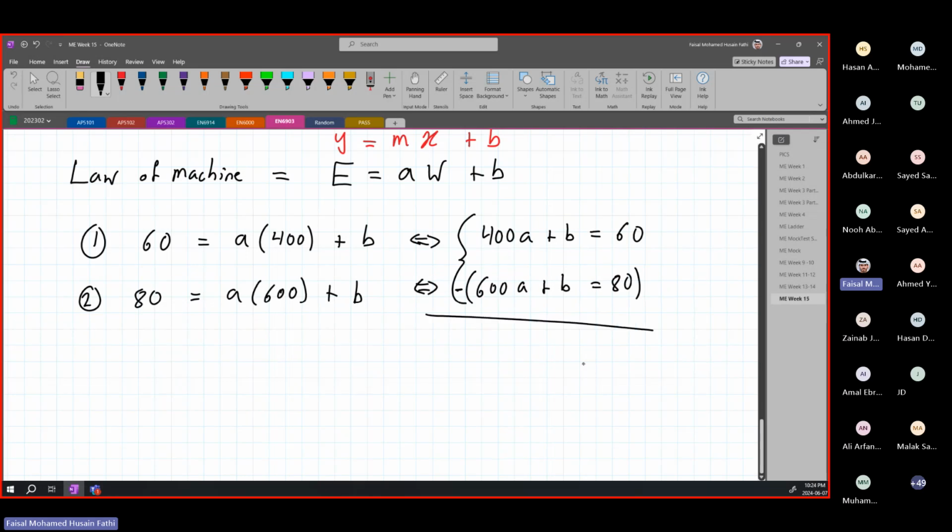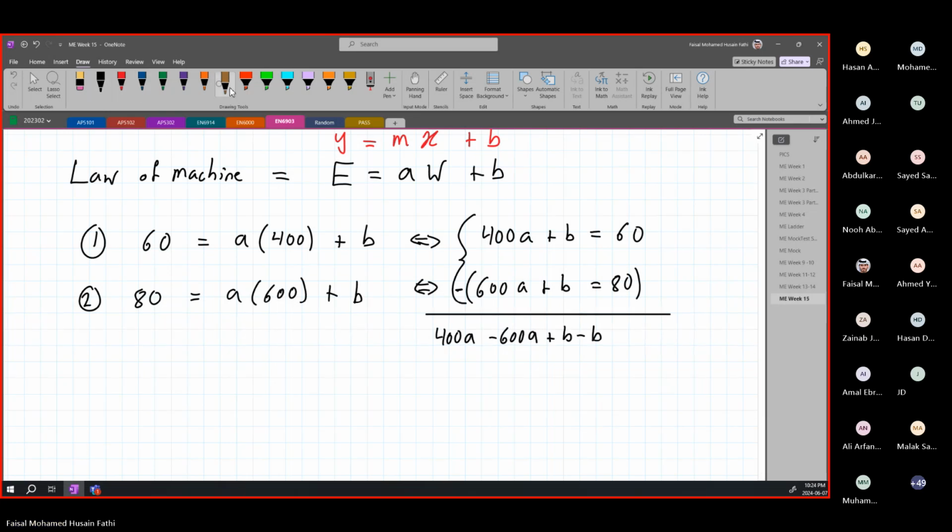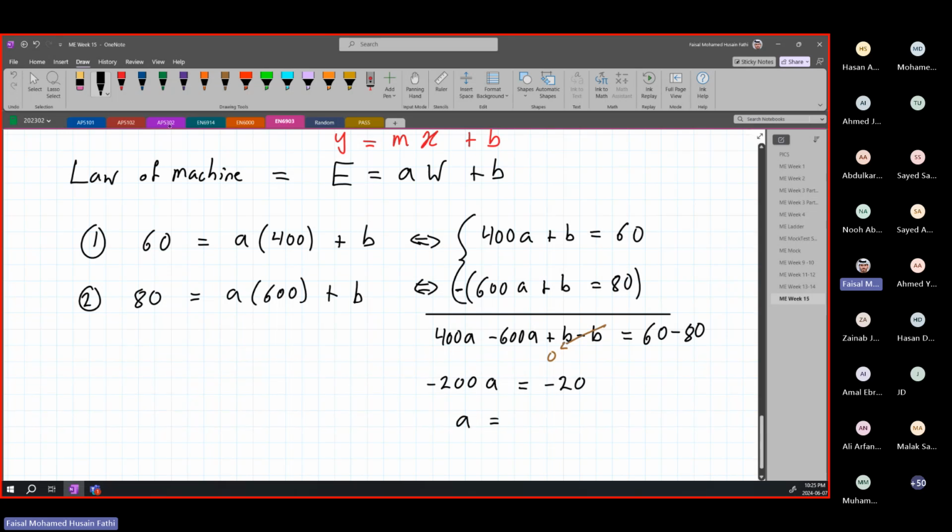What will that look like? So you're going to be doing 400A minus 600A. And then plus B minus B, which is going to be 0. That's why we are doing subtraction. And then عشان we can just simplify and find A directly, is equal to, we have an equal sign, 60 minus 80. So if we simplify this, we will get negative 200A is equal to negative 20. So A is going to be equal to negative 20 over negative 200.